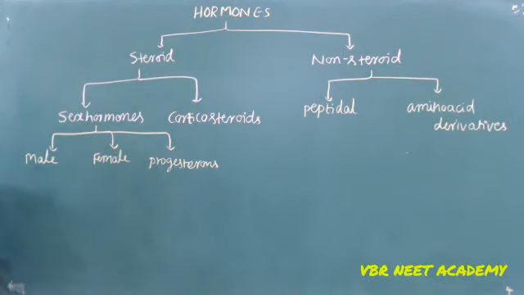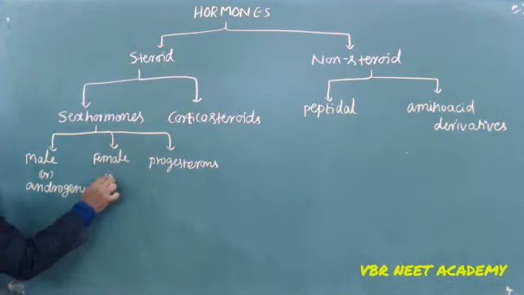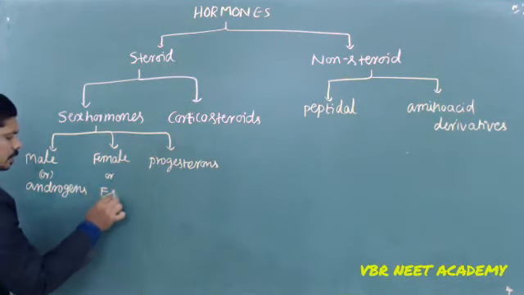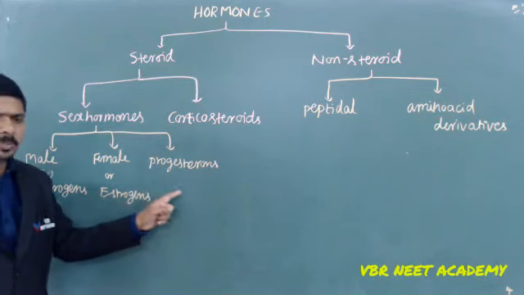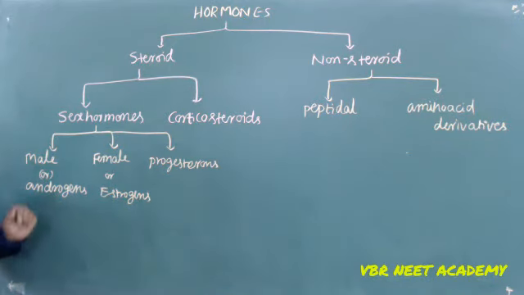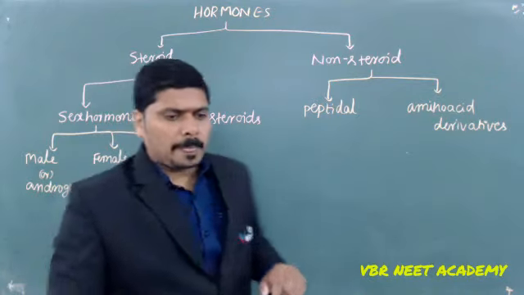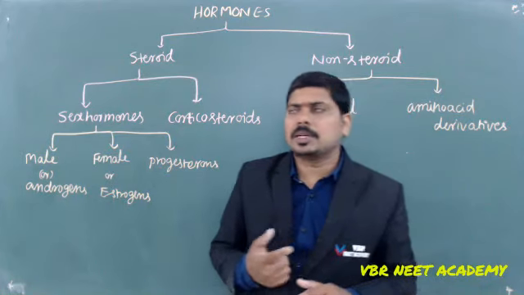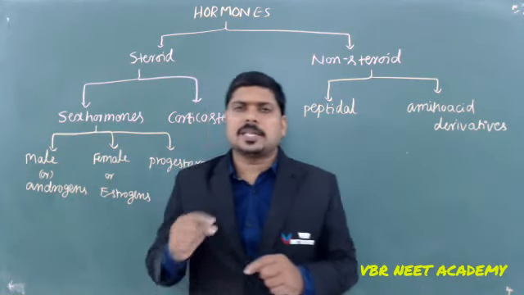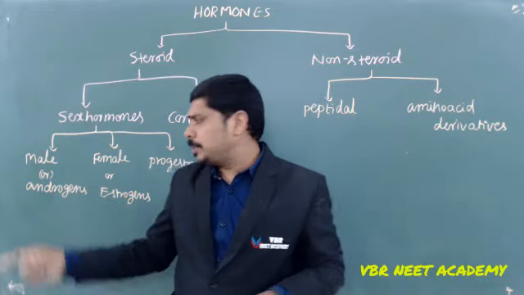So the male sex hormones are called androgens. The female sex hormones are called estrogens. Or, as I said, these are pregnancy hormones or progesterones. Now coming to the male sex hormones, what are they going to do? The male sex hormones give the secondary sexual characters for a male. That is going to be the responsibility of this one.